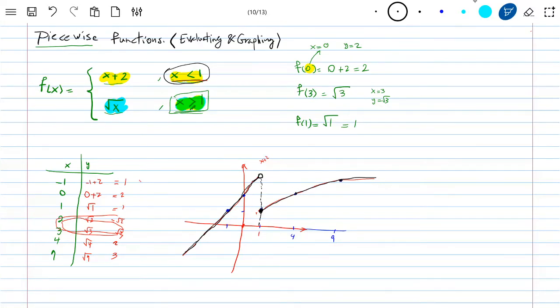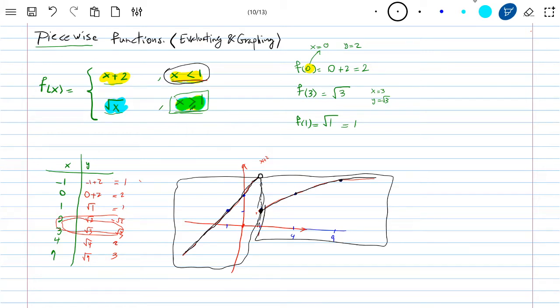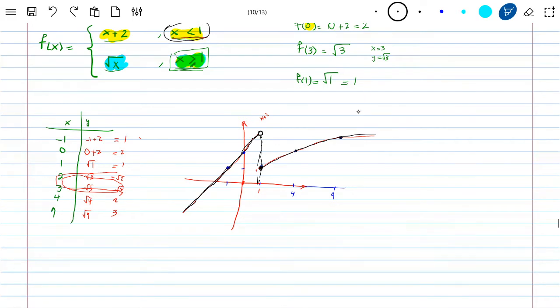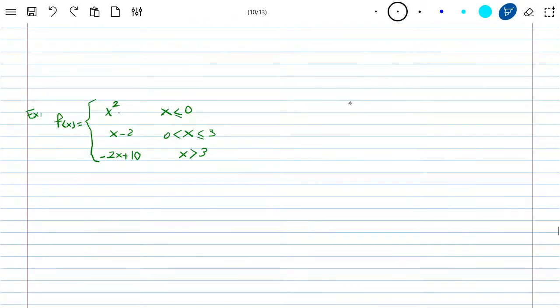X less than 1, I should have a straight line. So this is 1. Everything on the left side should be a straight line. So in this section, have a straight line. And x greater than 1, this must be the square root function. Let me go back. Okay, so this is graphing a piecewise function. Now you see that there are 2 pieces of different functions together. That's why we call it a piecewise function. Let's try one more example.